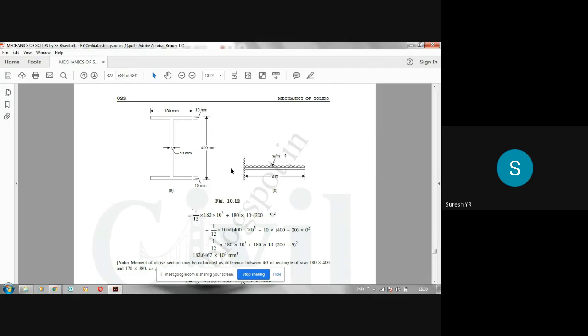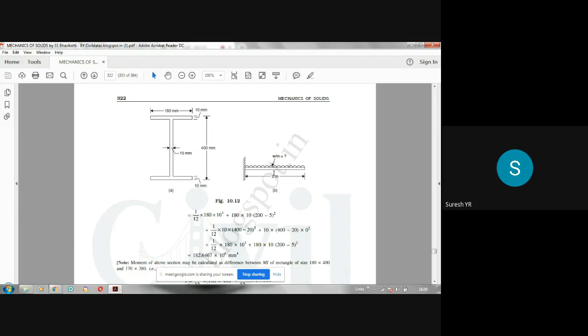So you have to equate the maximum bending moment which occurs at the fixed end. In the case of a cantilever beam, maximum bending moment occurs at the fixed end. So in this case, what is the maximum bending moment due to this UDL? W into 2 into 1. 1 meter is the, that is W into L by 2.